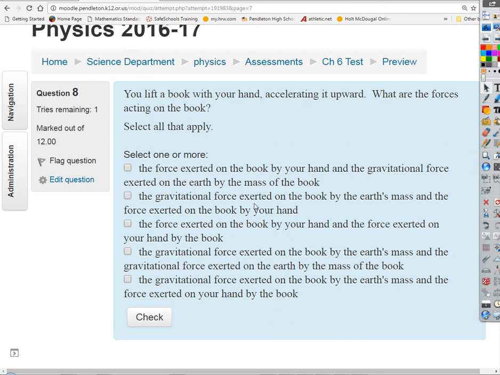Okay, how about this one? So you lift a book with your hand, accelerating it upward. What are the forces acting on the book? Select all that apply. So what are going to be the forces acting on the book? These are just going to be single forces, right? Okay. So the force exerted on the book by your hand and the gravitational force exerted on the earth by the mass of the book.